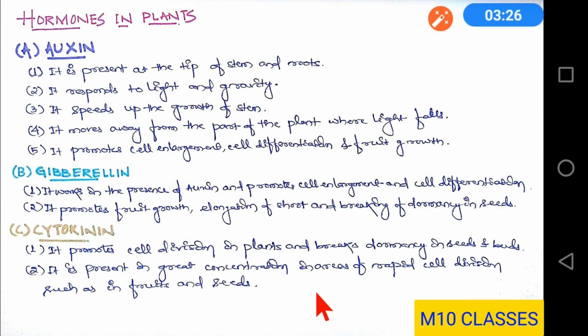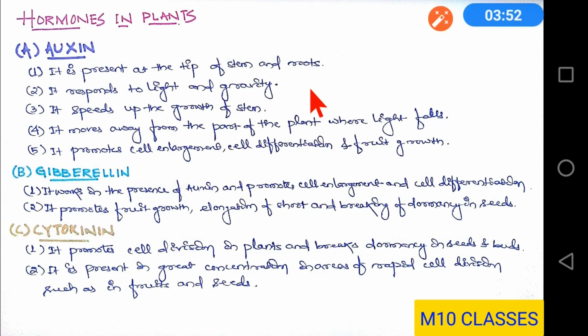Now let us see about different hormones present in the plants. First comes auxin. This is very important. You'll get some short questions and some 3-mark questions about this. Now, auxin is present at the tip of the stem and root. So as it is present in the tip of stem and root, you can guess that their function is for elongation or growth.